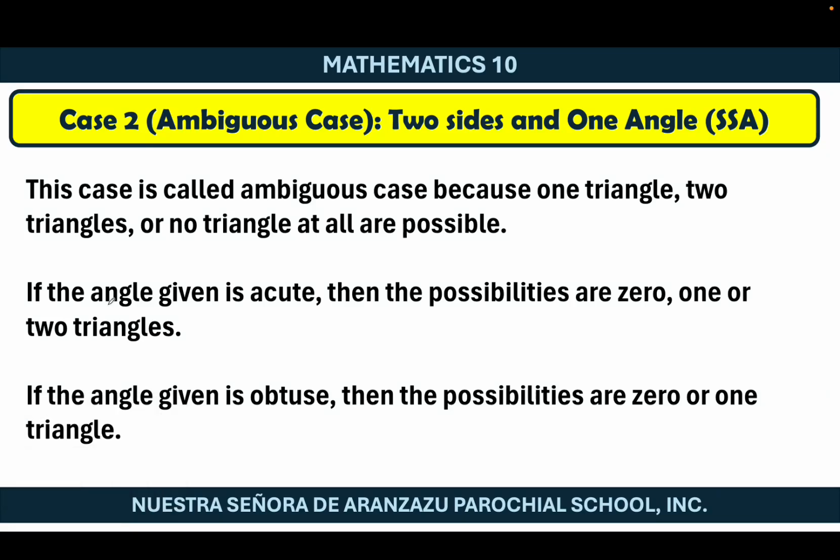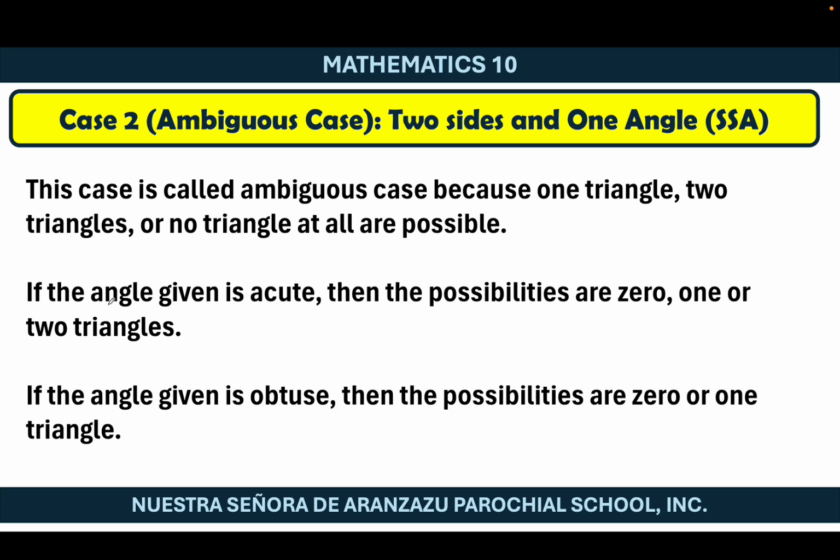Hello everyone. So today we are going to discuss the case 2 in solving an oblique triangle. Now, under the case 2, the given are the two sides and one angle, also called a side-side-angle or the SSA. So this case 2 is also called an ambiguous case.